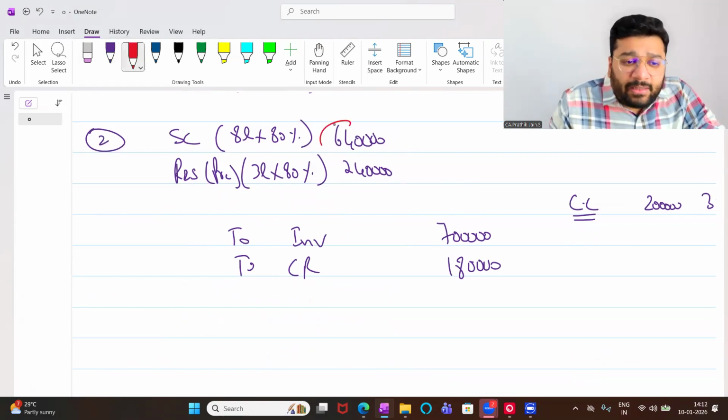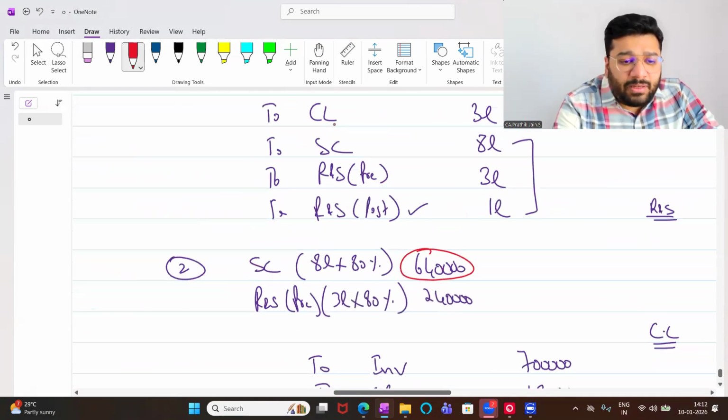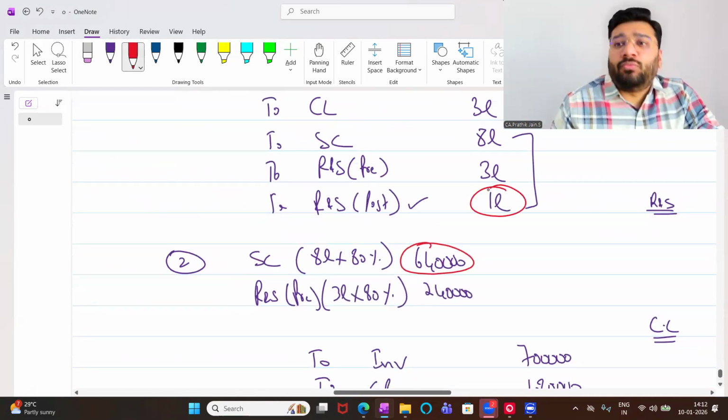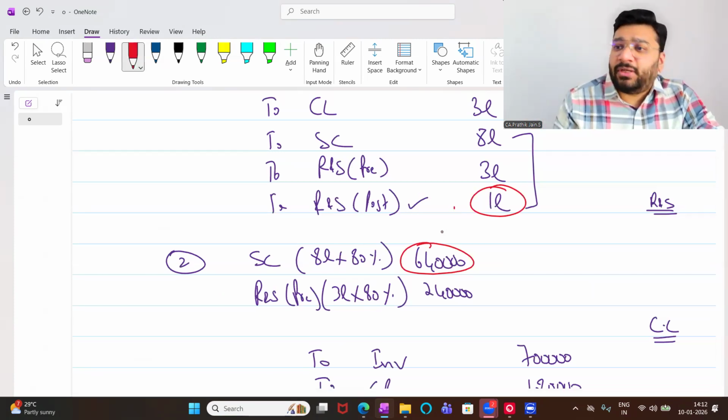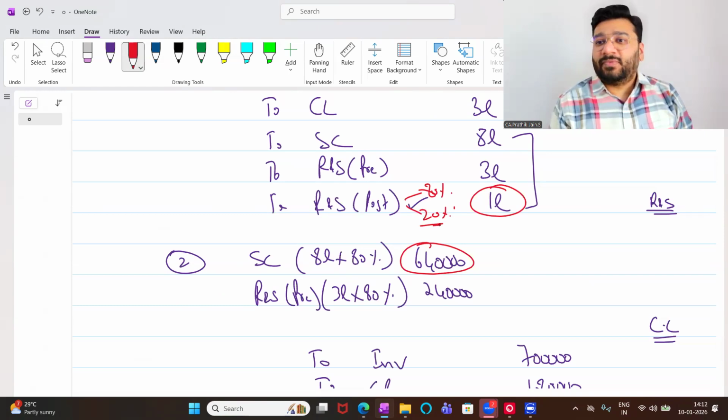Now, in share capital, I'm removing 640. Any problem? In reserve and surplus, the post-acquisition profit belongs to whom? H Limited only. 80% of the post-acquisition profit belongs to H only, so 80% of this will be in reserve and surplus. 20% of this I'll move to minority interest. Got it, not got it?